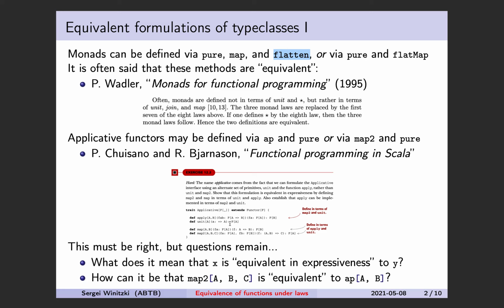So I implemented these functions, but I still didn't understand what it means that this is equivalent. This formulation is equivalent in expressiveness. What does it really mean? Yes, you can express one through the other, you can express the second through the first, but what does it really mean? And my questions, for example, were, so what does it mean that x is equivalent in expressiveness to y? X and y are some values.